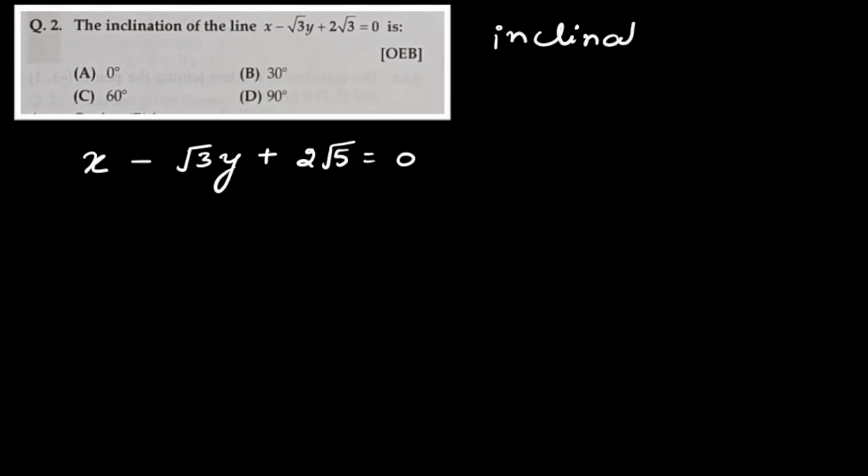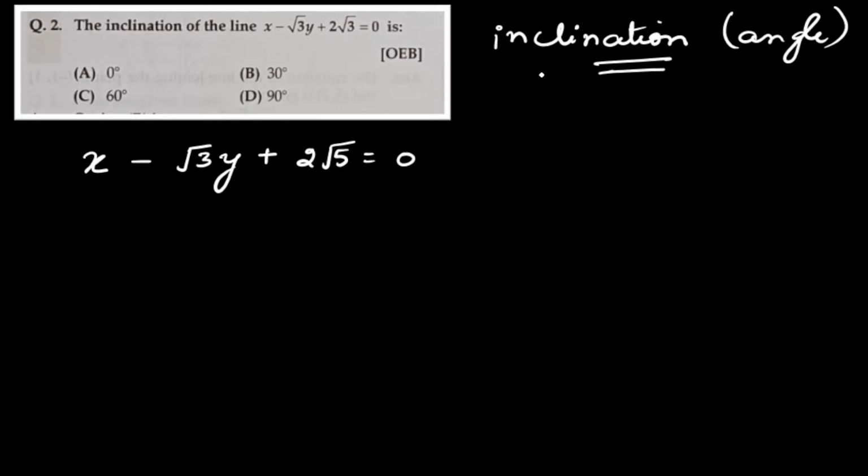The inclination of the line. So one line is there, that means one equation of a line is given to us: x minus root 3 y plus 2 root 3 is equal to 0. We have to find its inclination. Like I told you earlier also, inclination means angle. So we have to find the angle.